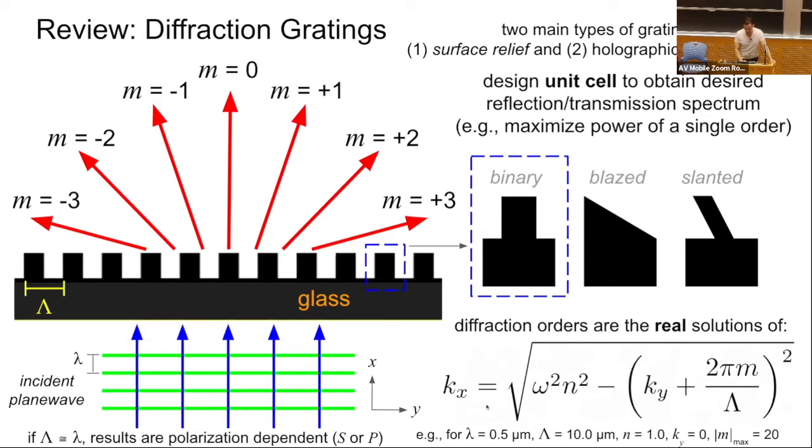And as an example, suppose I have an incident plane wave that is at half a micron with a structure that has a periodicity of 10 microns, and I want to look at the transmitted orders into air, okay? And I'm coming in with a normally incident plane wave. For this structure, I have 20 diffraction orders, okay? Not any more than that.